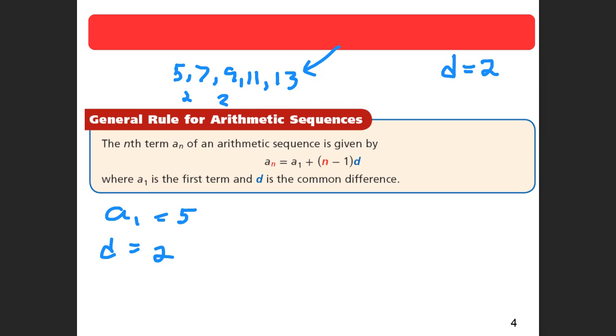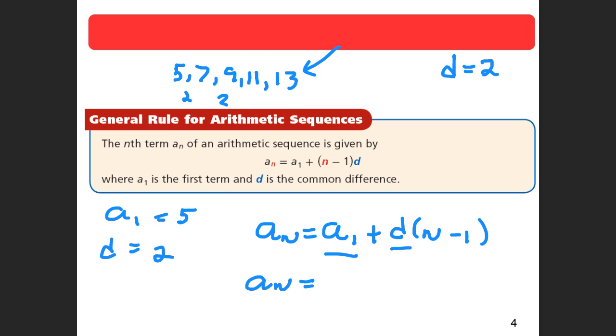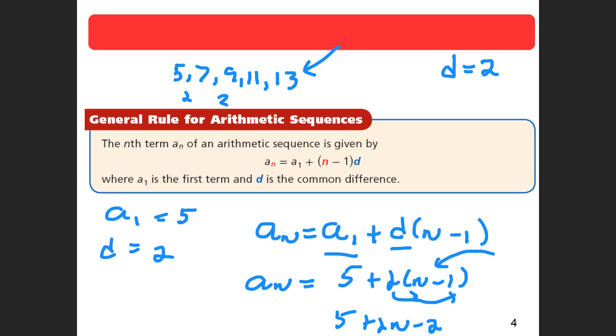We use this simple formula: a sub n is equal to a sub 1, and then I usually write the d out in front, times n minus 1. I plug the a sub 1, which is 5, and the d, which is 2, into the formula. So a sub n is equal to 5 plus 2 times n minus 1. I don't let students keep the parentheses, so you have to multiply through. You end up with 5 plus 2n minus 2, or a sub n is equal to 2n plus 3.